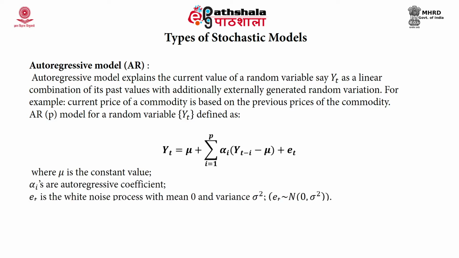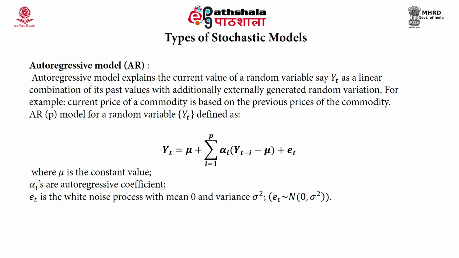The first is the autoregressive model. The autoregressive model explains the current value of a random variable yt as a linear combination of its past values with additional externally generated random variation. For example, the current price of a commodity is based on the previous prices of the commodity, and AR(p) denotes the autoregressive model of order p.